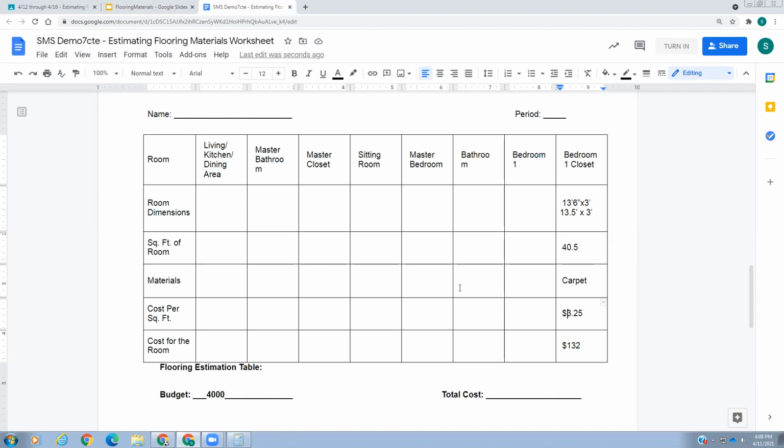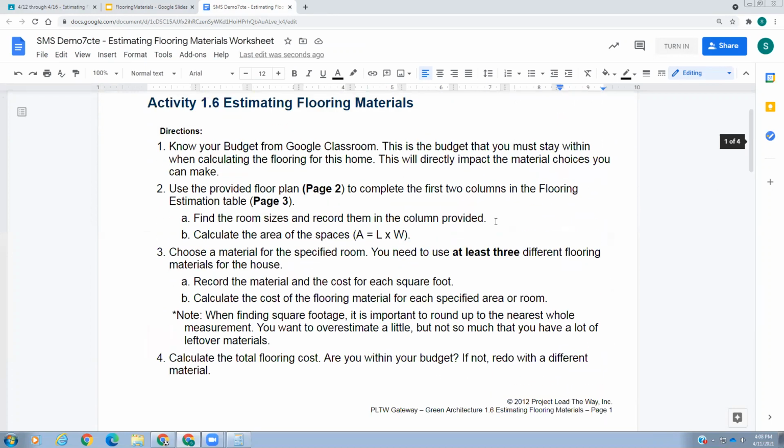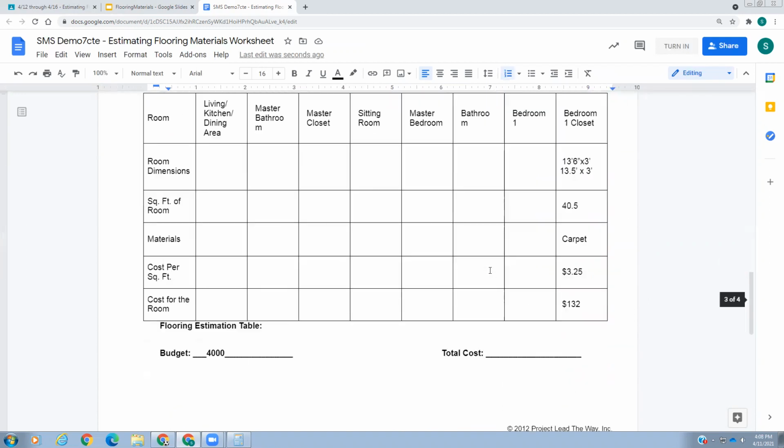The last thing I do want to point out in the directions, it does say that you need to have at least 3 different flooring materials for the house. So they can't be all carpet, they can't be all wood, they can't be all something. You've got to have at least 3 different types of flooring across here. So if I look across here, I might see carpet, but then I have to see hardwood or tile or something. So you need at least 3 different types as you go across this row of materials, and the cost would also change.